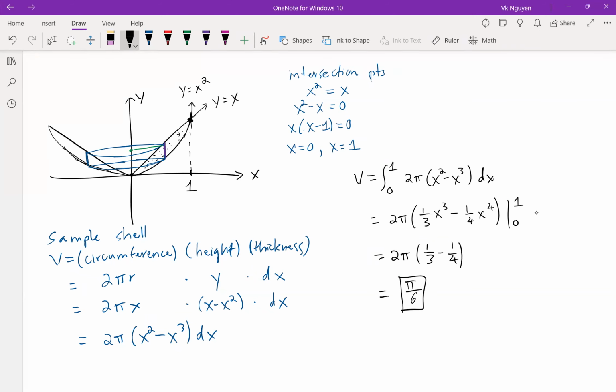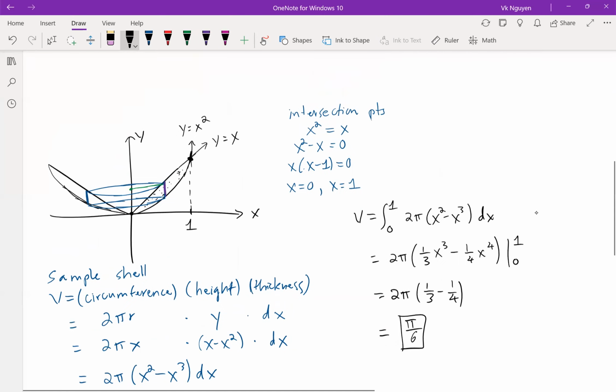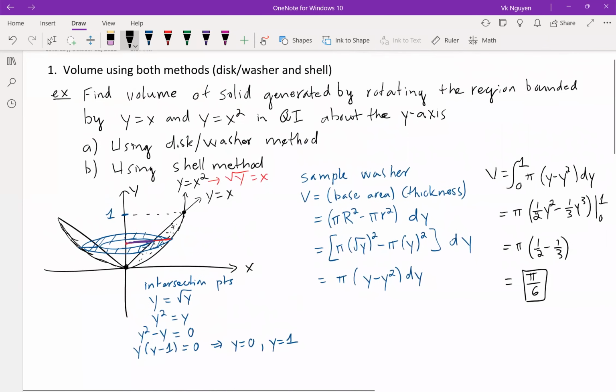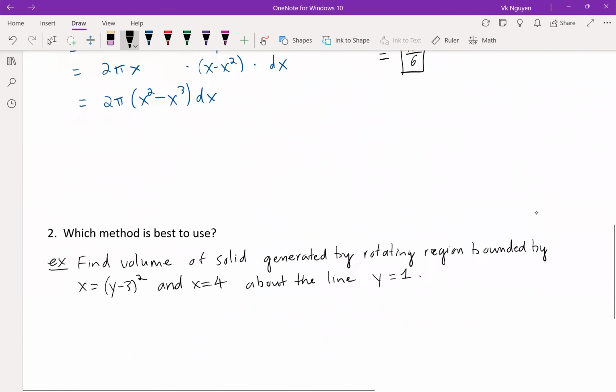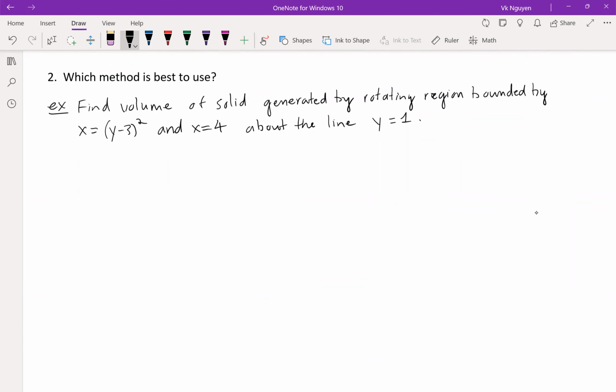Wow. It is the same answer as using the washer method. Ta-da! Pretty cool, huh? Okay, let's take a look at another example to see which method is best to use, because sometimes we can only use one method.